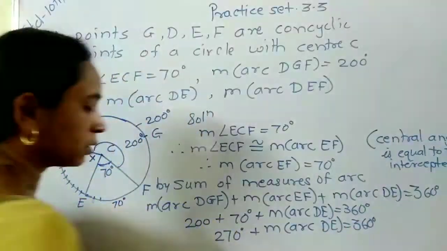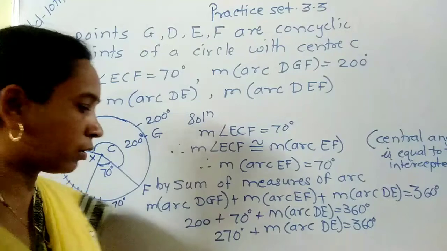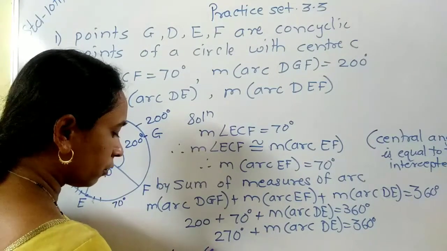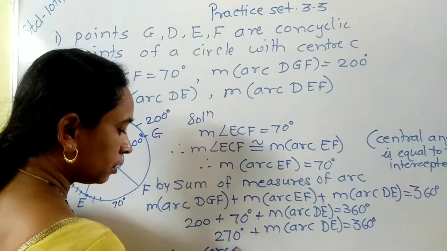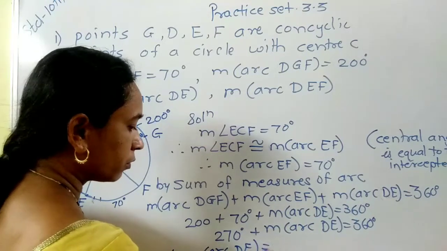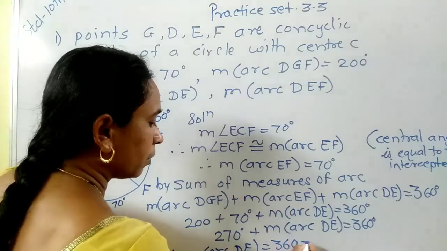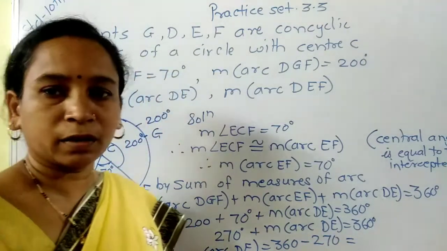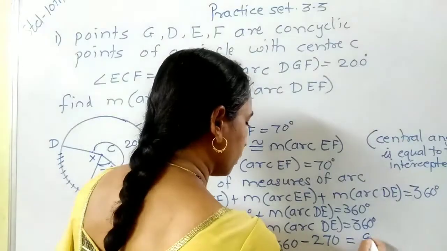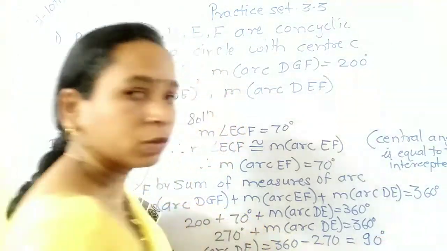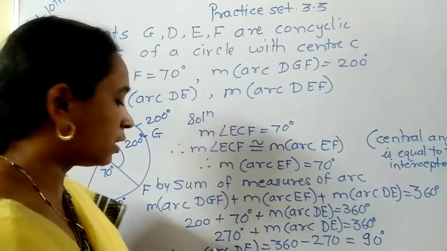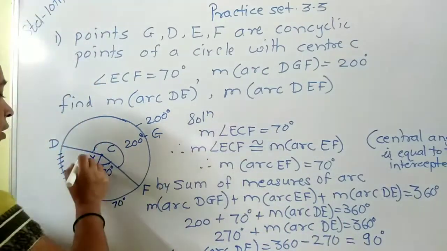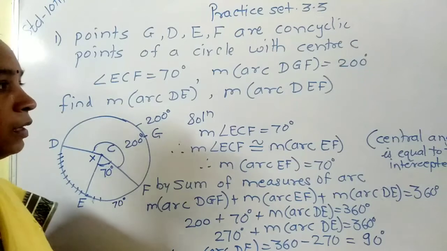Now to get the answer, transfer 270 to the other side. Therefore measure of arc DE is equal to 360 minus 270. If you subtract it, we get 90 degree. So what is the measurement of arc DE? The measure of arc DE is 90 degree.